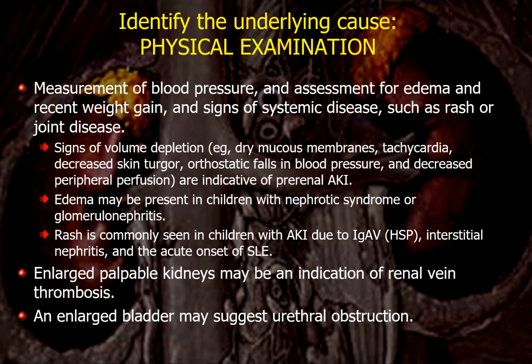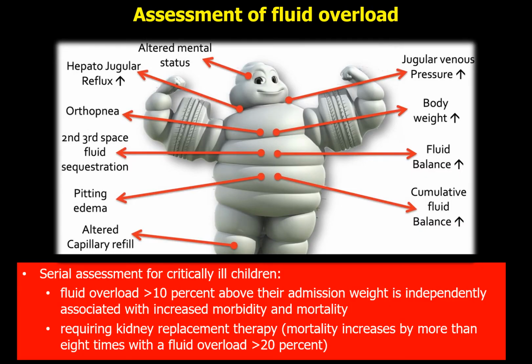Also look for enlarged palpable kidneys because it can be an indication of renal vein thrombosis. An enlarged bladder may suggest urethral obstruction. So do a very good abdominal physical exam. Serial assessment is essential, especially for critically ill children in whom a fluid overload of more than 10% above their admission weight is independently associated with increased morbidity and mortality. This is especially true in children with AKI requiring kidney replacement therapy, in whom mortality increases by more than 8 times with a fluid overload of more than 20%.